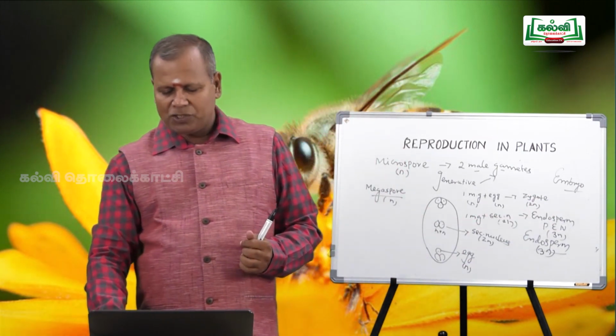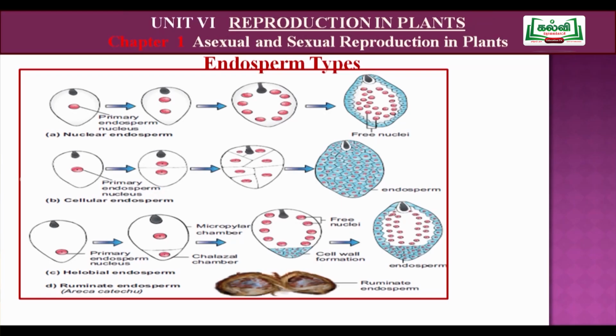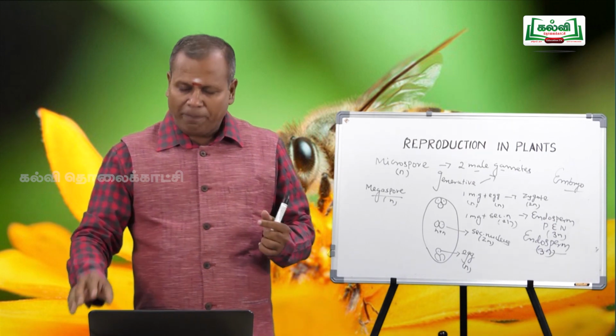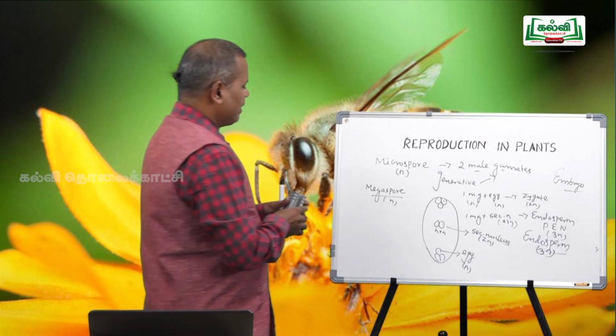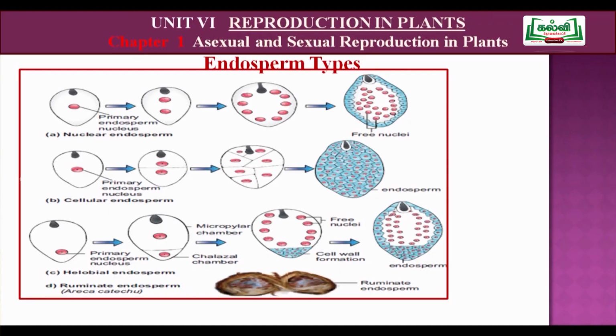The next one is the types of endosperm. Endosperm is the end product of double fertilization and triple fusion. What is the role of endosperm? The main function of endosperm is to supply nutrients to the developing embryo. Actually, three types of endosperm are reported in higher plants. One is nuclear endosperm, second is cellular endosperm, and third is helobial endosperm.